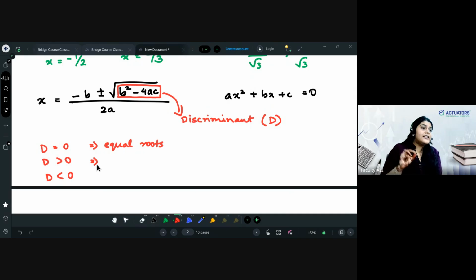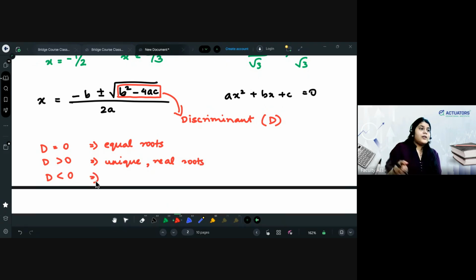If d is greater than 0, that means कि square root के अंदर में there is a positive number, and that positive number का root we are going to take out. When we add it will give a separate answer. Subtract it, separate answer. But it will be real because square root के अंदर it's a positive number. So they will be unique real roots.